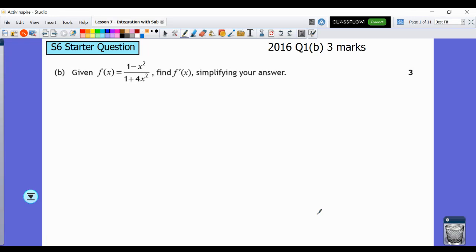Okay, so here is lesson 7, and this is integration with substitution, but when you're not given a value for u. So to begin with, here is our starter question. You need to differentiate this and simplify your answer. Okay, so pause the video right now and try this yourself.